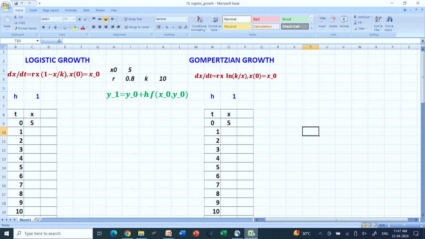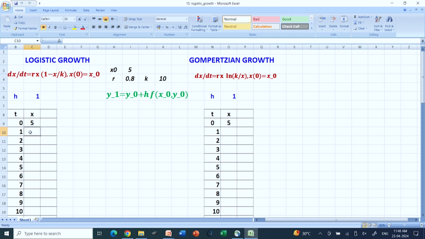So, as you can see, I already have the equations typed. This is the logistic growth, it is Rx(1 minus x by k). This is the Gompertzian growth, Rx log of k by x. The initial value for both of them I have taken to be 5, R is 0.8 and carrying capacity k is 10. So, I will use this formula which we have done before, that y1 is equal to y0 plus h times f of x0 y0.